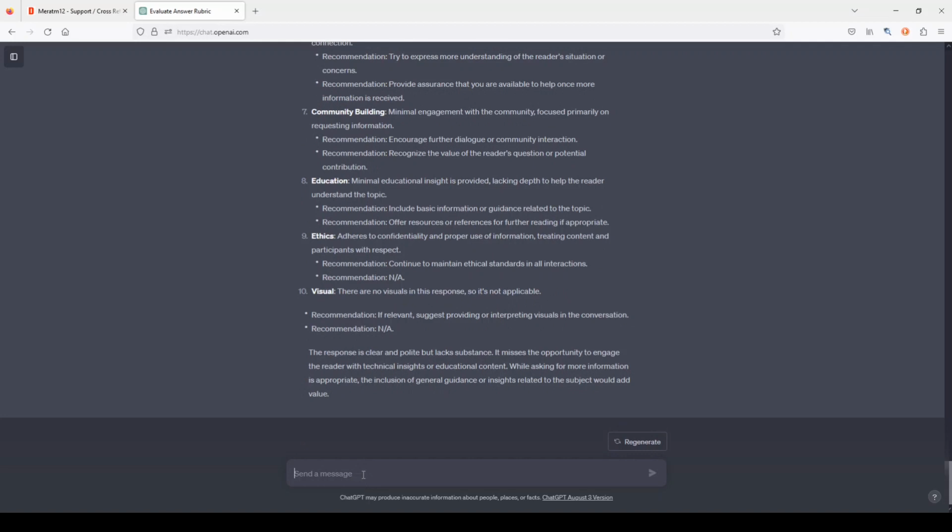While we're here, I think we should ask ChatGPT what the general purpose of that rubric was. Given the rubric, what is your understanding of the short-term and the long-term benefits to the user and to the community?